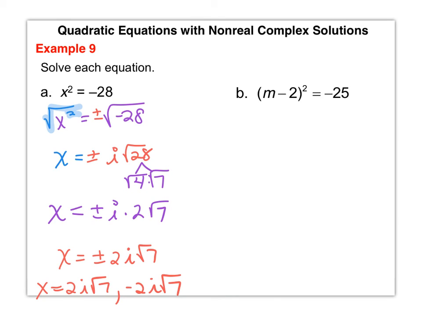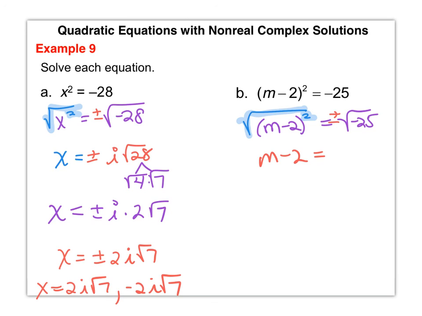We're going to apply the square root property by taking the square root of the left side. Since the squared quantity is already isolated, we can take the square root of the left side as long as we're taking the square root of the right side. Again, we're considering both the positive and the negative possibilities there. The square root and that power of 2 are inverses, so we can cancel those out to get m minus 2 equals plus or minus the square root of negative 25.